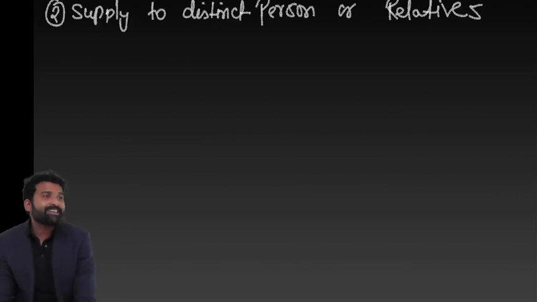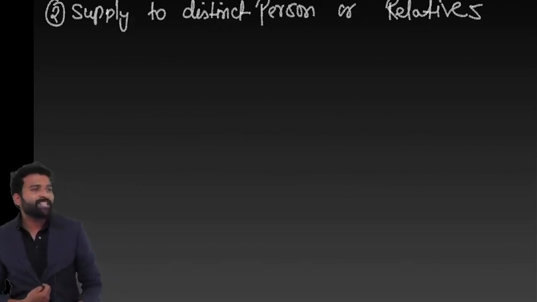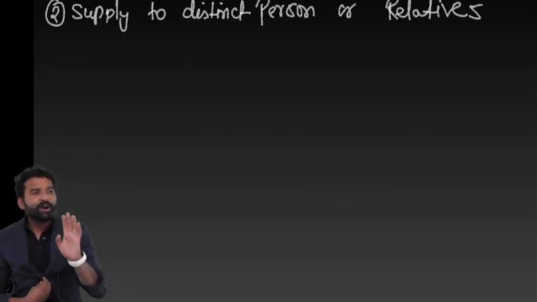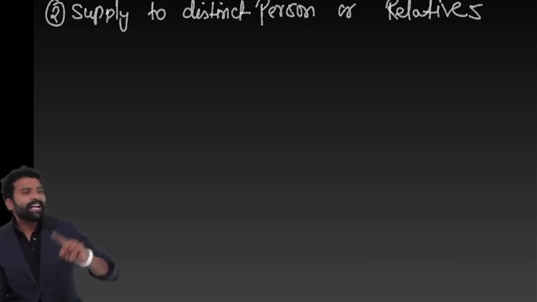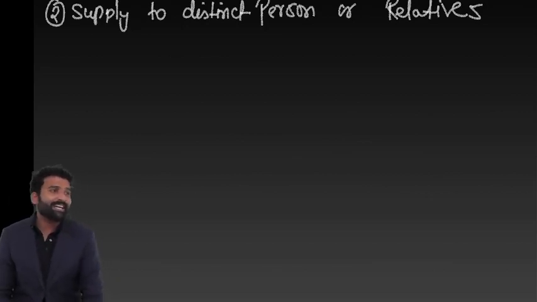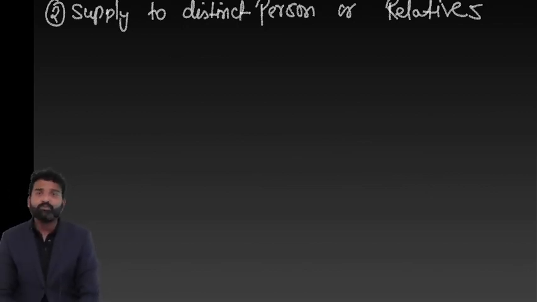Second point is supply to branches and relatives. I have already told you that I am transferring my goods from one branch to another branch. Even if it is without consideration, I have to generate an invoice. If I am transferring the goods from one state to another state, I am having 2 different branches in 2 states, and I transfer the goods to the second branch, then I have to generate a bill even if I am not charging any consideration for that.